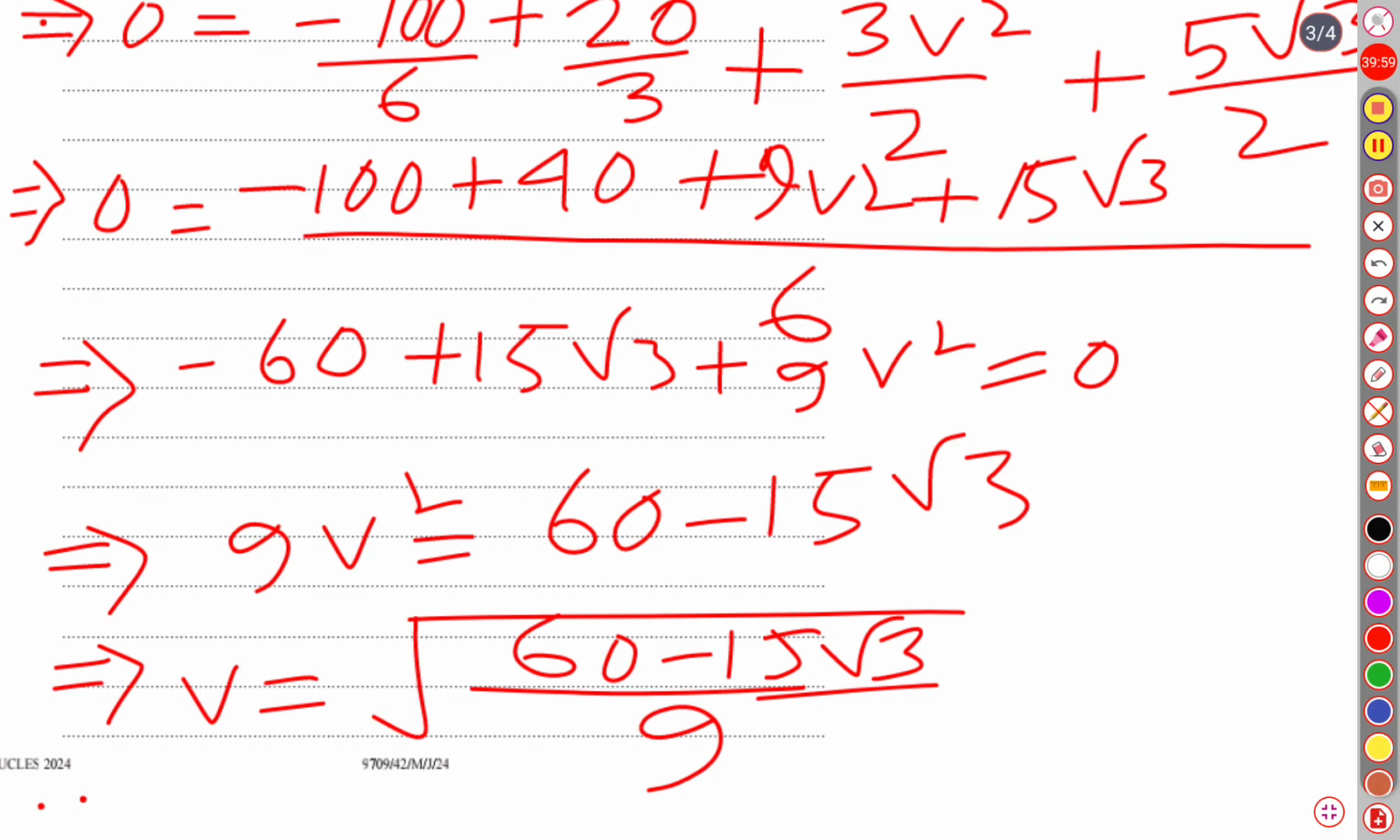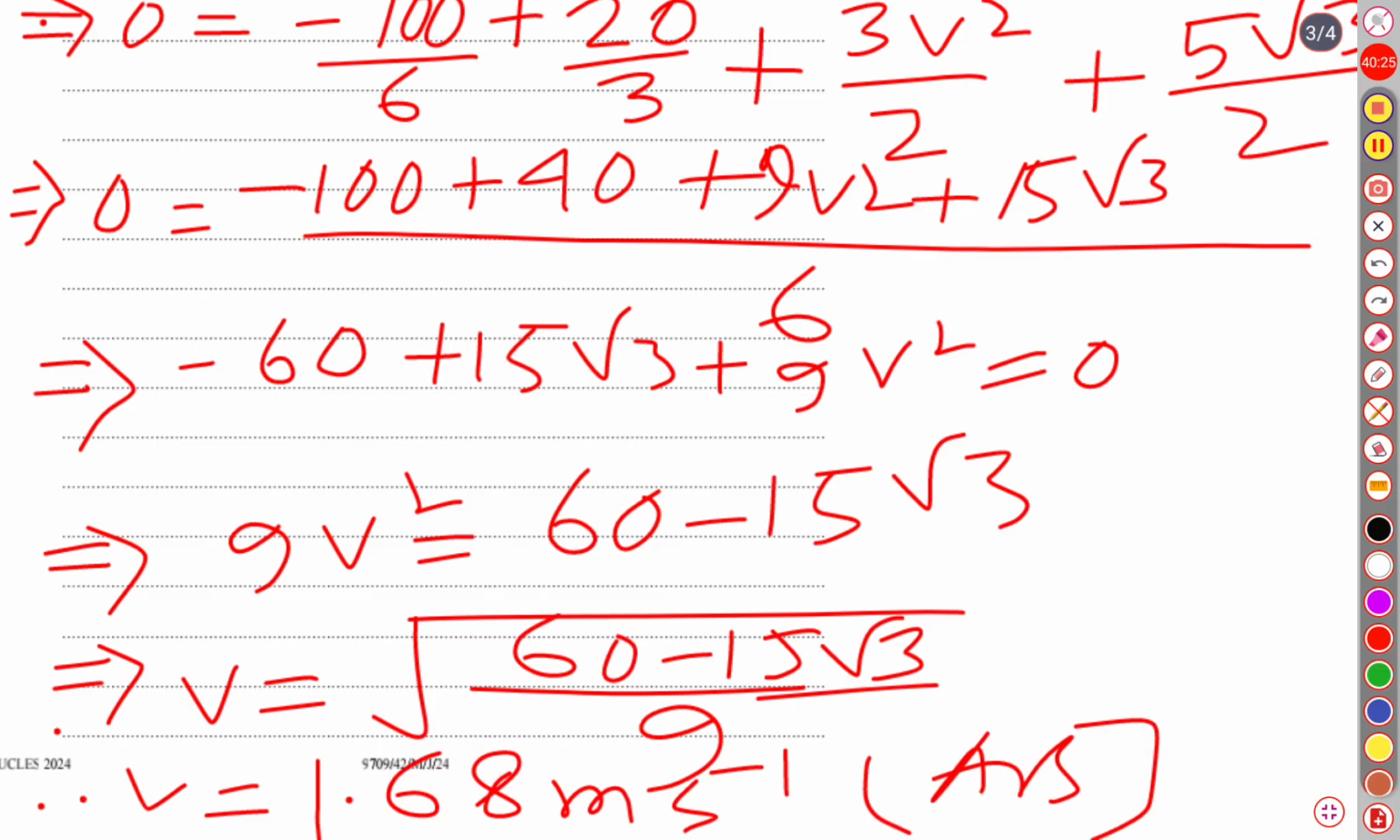So hence v is equal to the square root of (60 minus 15 root 3) over 9. Using your calculator, if we round it up, it is going to be 1.68 meters per second. Okay, so that is what we have solved. So from here, what have we learned? Actually, let me show you.